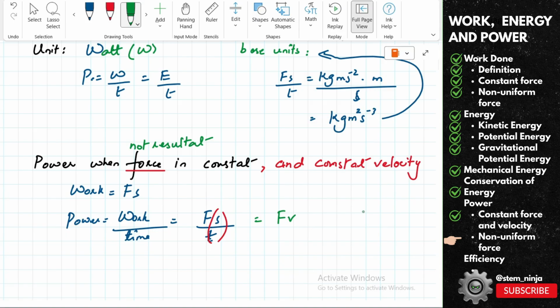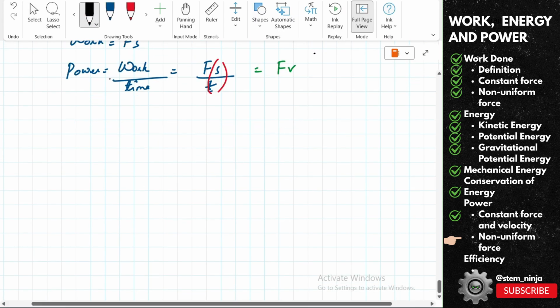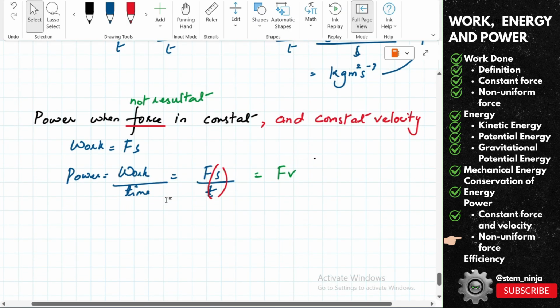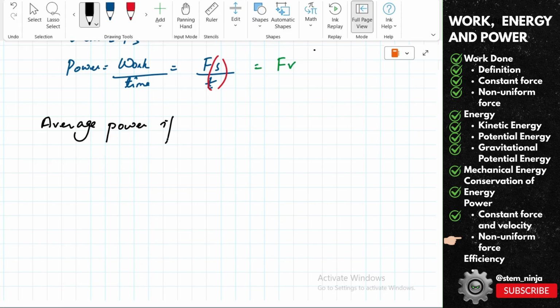Okay. Now this could be like a changing velocity also, but force in that case is constant. Now we could be asked about the average power also, in case force is not constant. If force is not constant, we saw different cases as well for that.